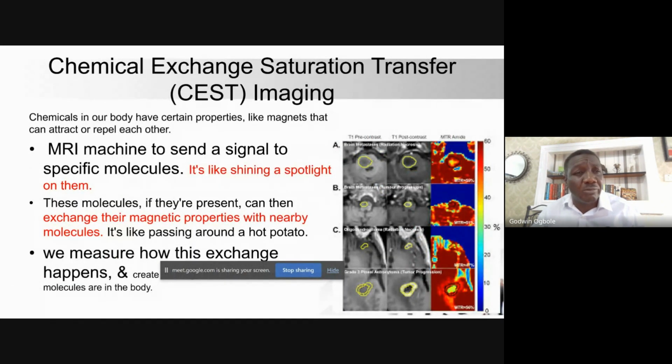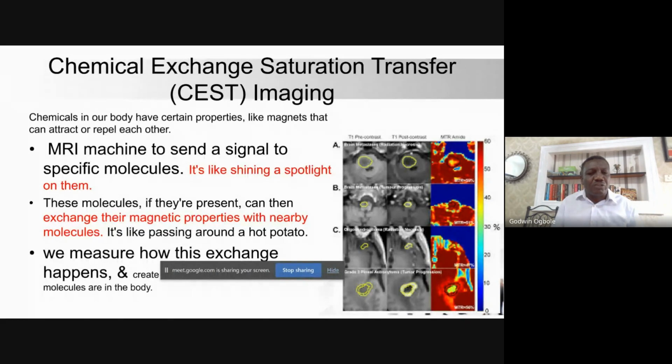Another unique or novel technique is what is called chemical exchange saturation transfer imaging. This is a unique technique that measures the chemical properties within tissues or within lesions. It's like you shine a light, using certain sequences to identify certain molecules. Once these molecules pick up this signal, they're able to transfer their energy to other surrounding tissues.